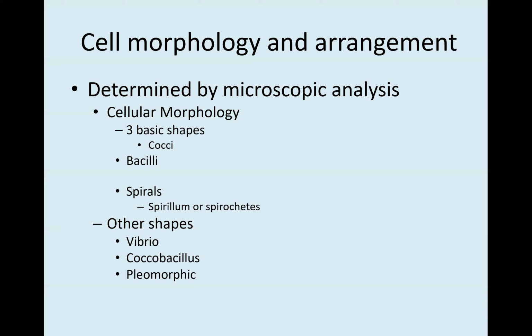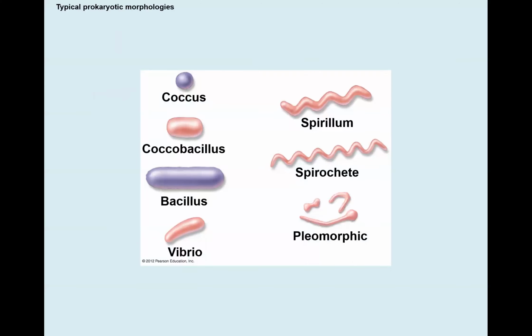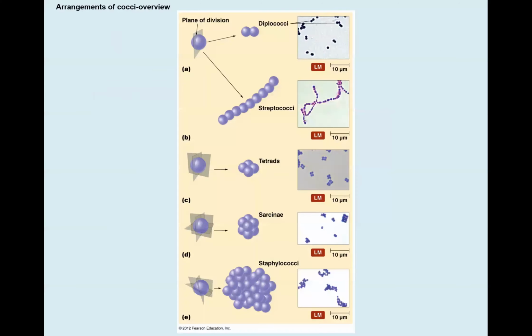But we can also see some other shapes, like a vibrio, which is more comma shaped. The cocobacillus is going to be a more blunt rod. And then we can also see pleomorphic, which would mean that they can take multiple different arrangements. And that's what we can see going on in this picture here.